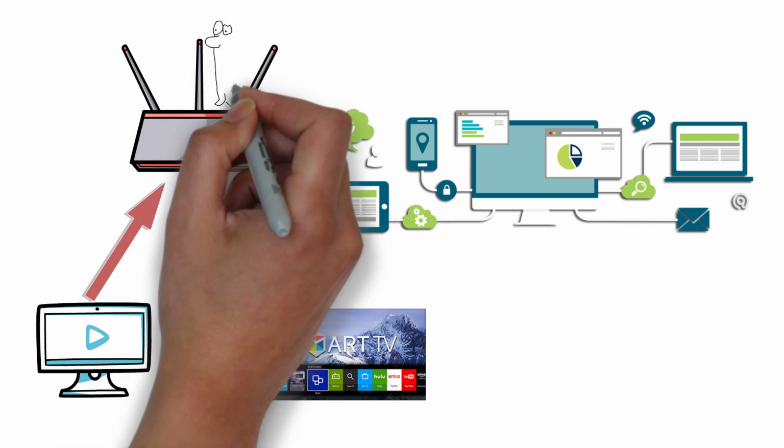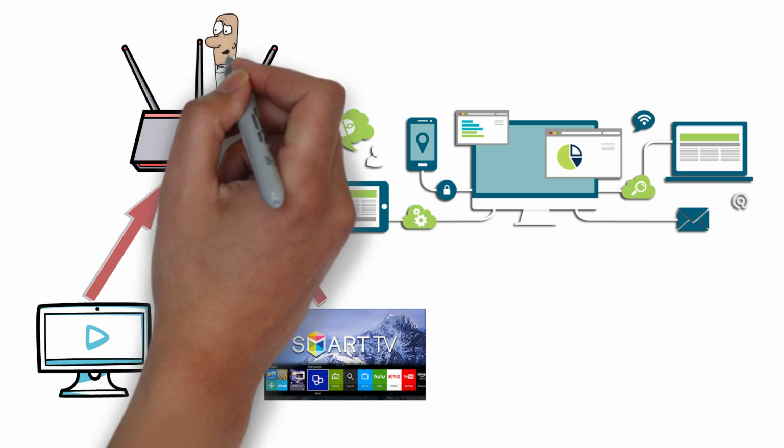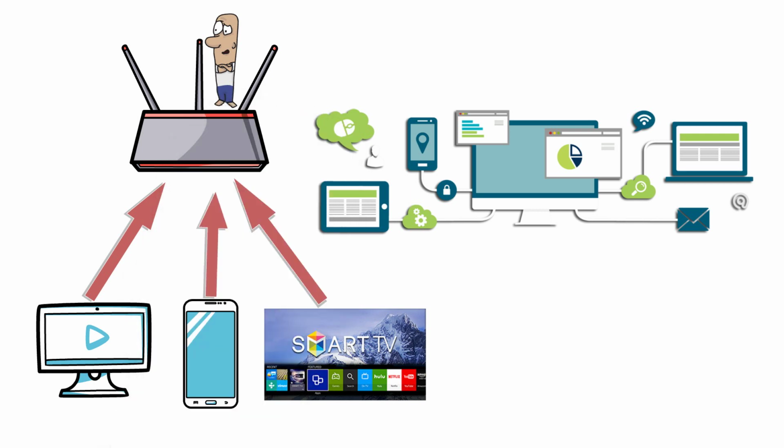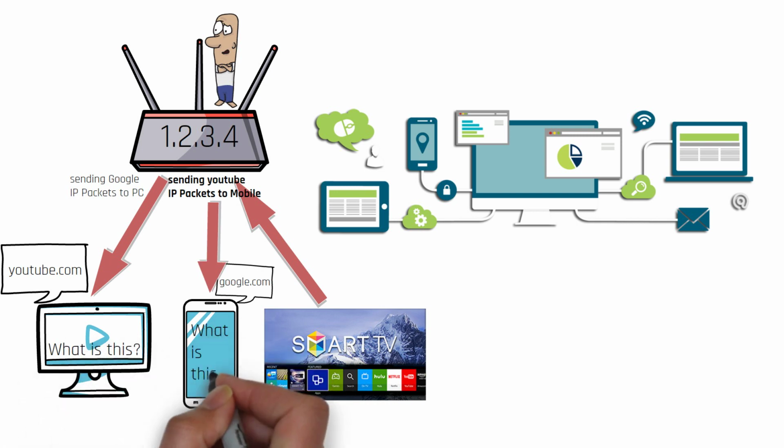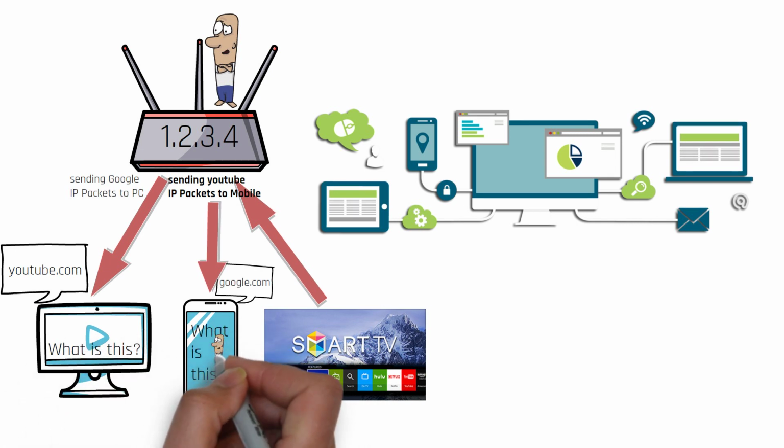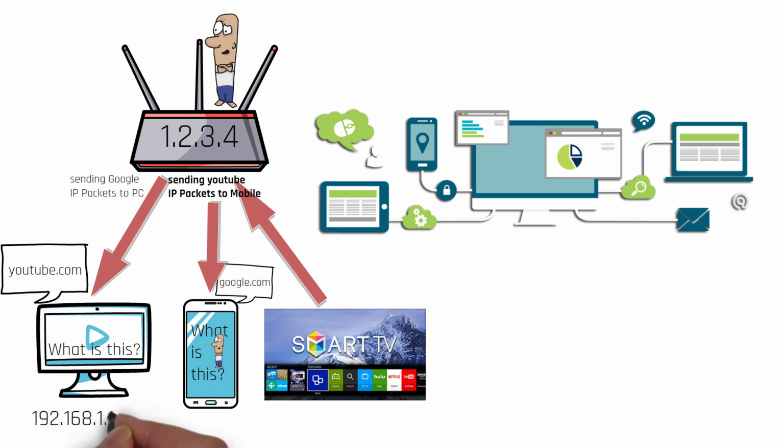Since we have sent multiple IP packets, the router might get confused about which content should be displayed where, and since we have only one public IP address, it is entirely possible that content would be displayed on the wrong device. This is where port address translation helps. It will assign a separate port number to each of the devices for each of the IP packets.